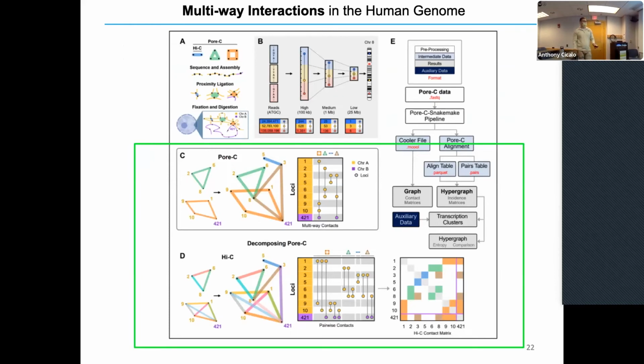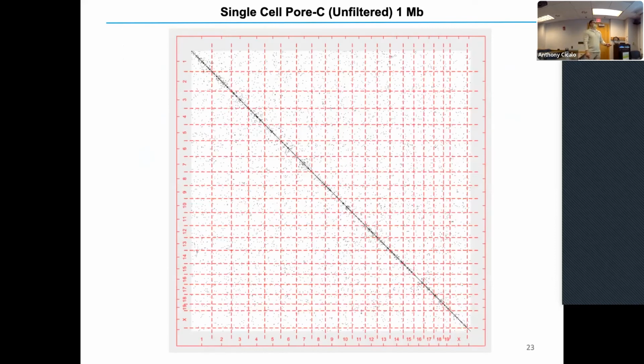I just want to touch on that. 4C data can be represented as hypergraphs. They naturally come as an incidence matrix, but we can also decompose these back into their pairwise contacts and plot them as a Hi-C matrix. So that's what we did. And this is what single cell 4C looked like, not using the filters. So that's what we decided: we need to build a tool to actually visualize this data and make some analysis from it.